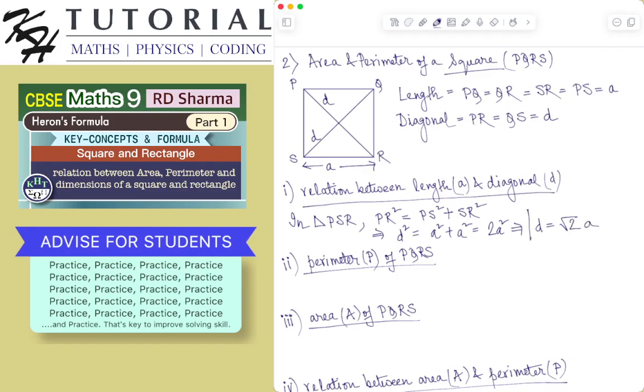Now this formula you must always remember. If you are given a square where the length of the side is A, and you don't know that the diagonal will be square root of 2 multiplied by A, then you are doing a crime. It will be highly offensive if you do not remember this formula. So always, the diagonal of a square is equal to square root of 2 multiplied by A, where A is the length of the side.